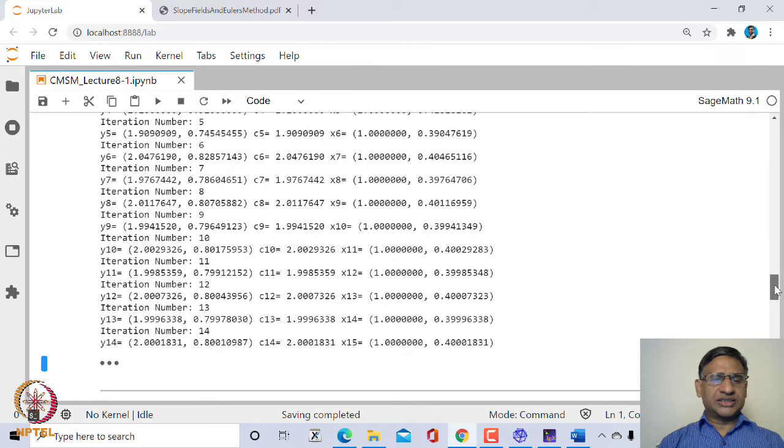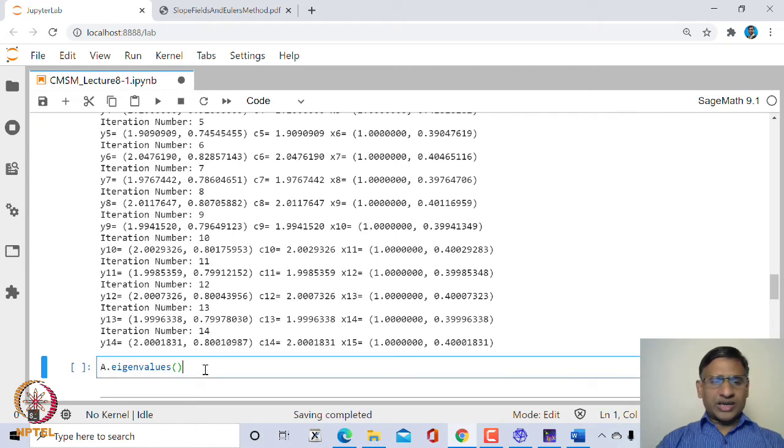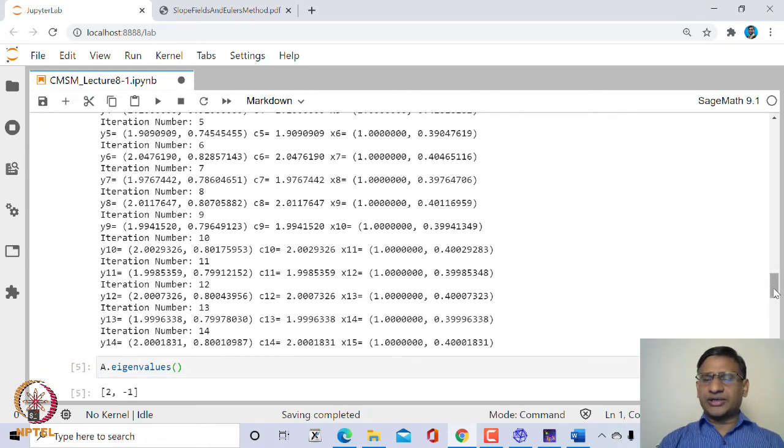It requires in this case 14 number of iterates. So, at the 14th iterate y1 is this, and c1, that is c14, is 2, which actually will be the eigenvalue, and this is the x15, that is x k plus 1, this will be an eigenvector. So, that is it, and now let us look at what are the eigenvalues and eigenvectors of A.